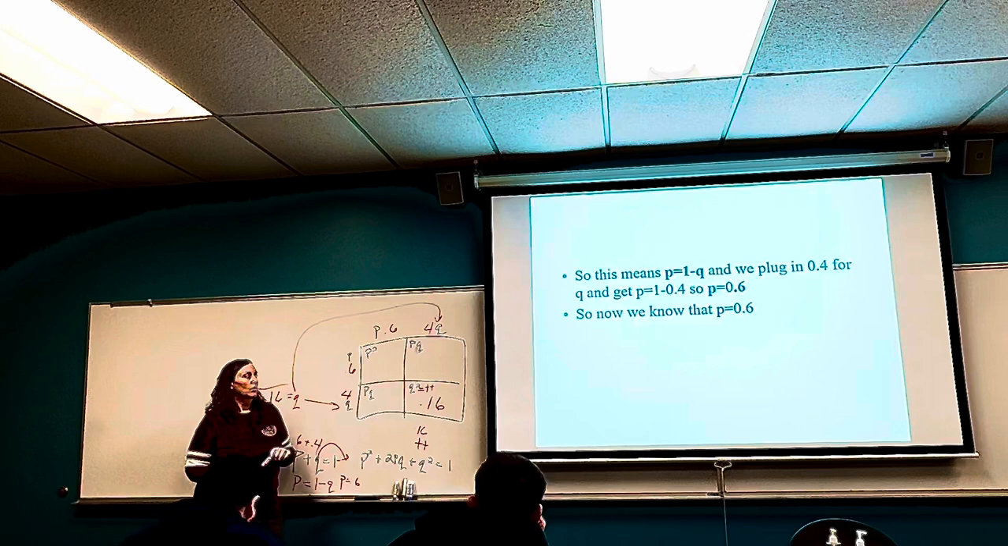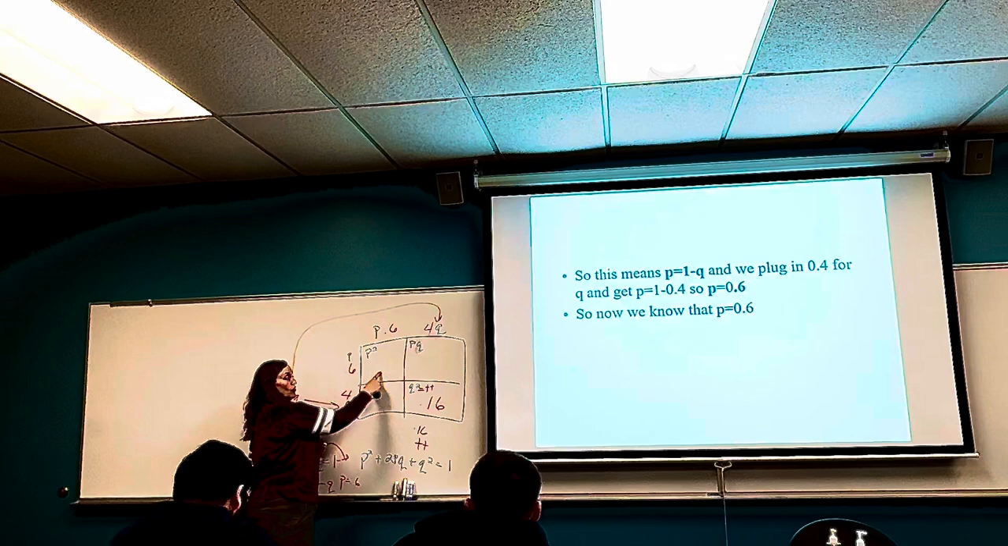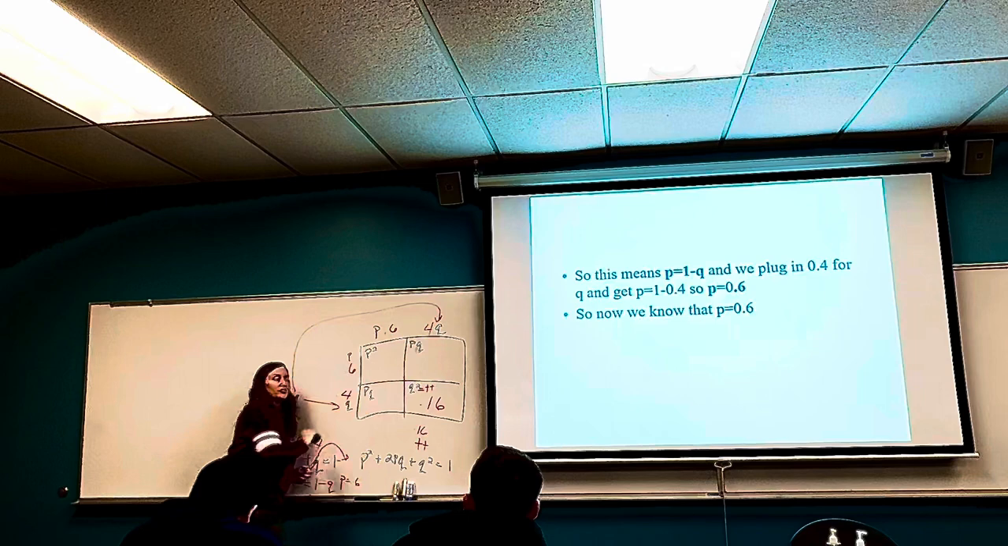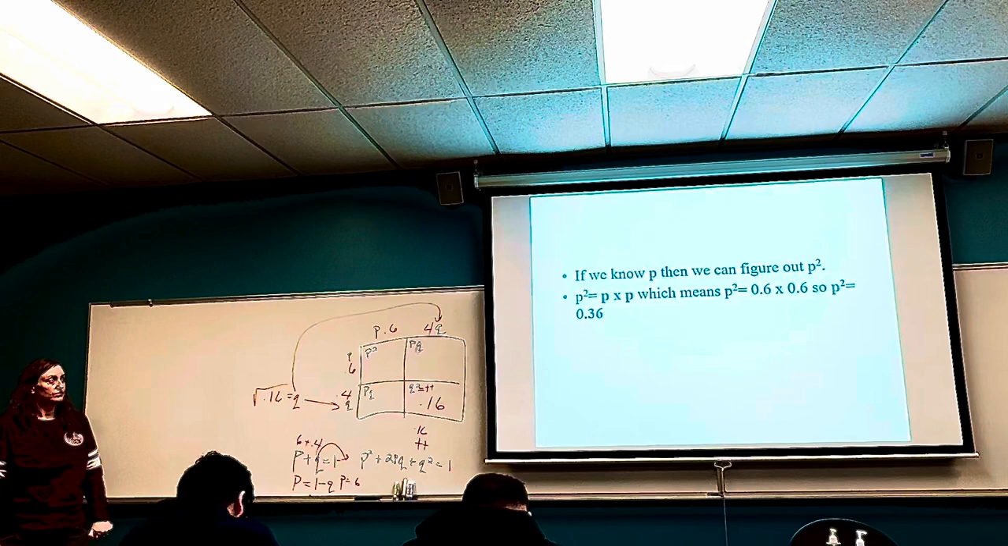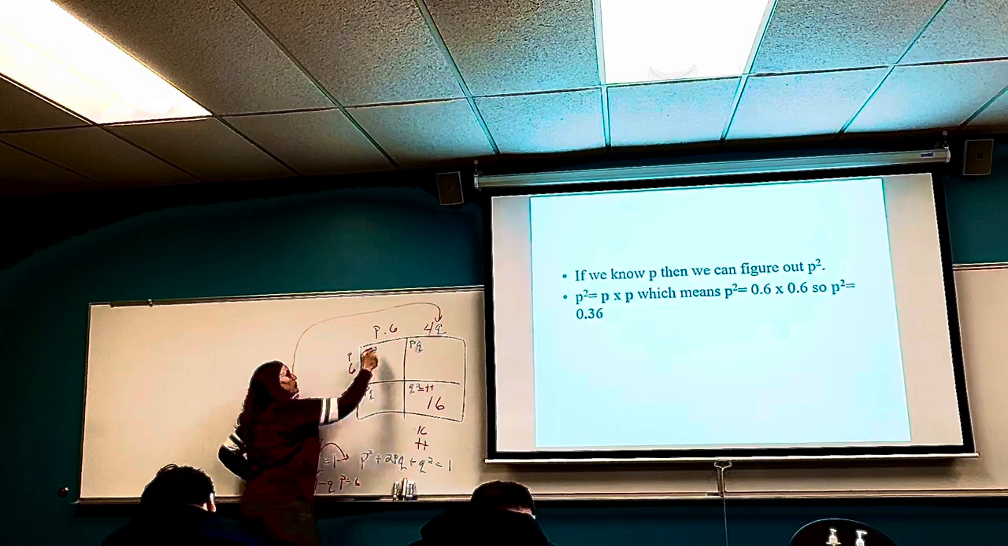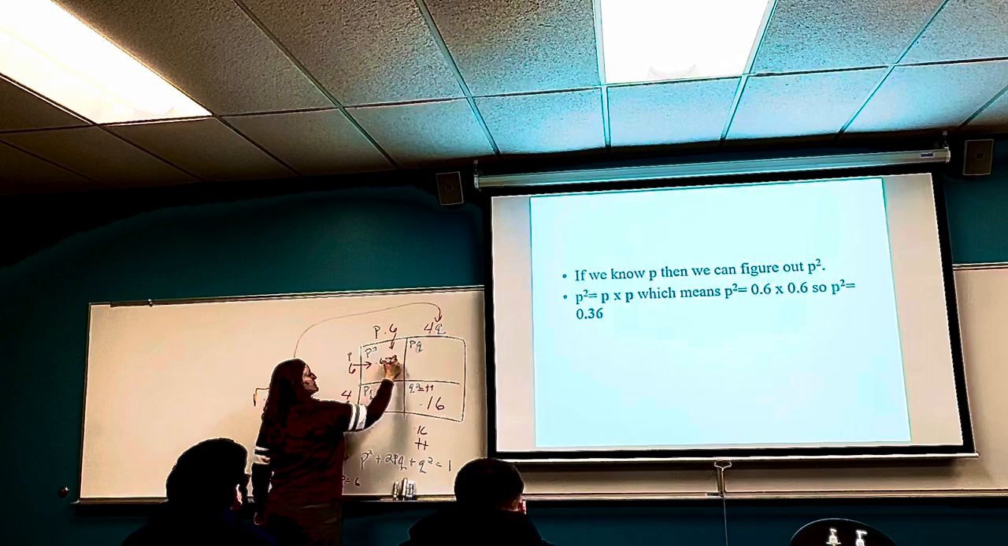When we're looking at Punnett squares, remember that you are going to take this and put it down, this across, this down, this across, down, across. So now we can just calculate the rest out. Because we have p and q, we can figure out p squared and our two pqs. So p squared right here, remember we're taking 0.6 and 0.6. So you take 0.6 times 0.6, which is 0.36.